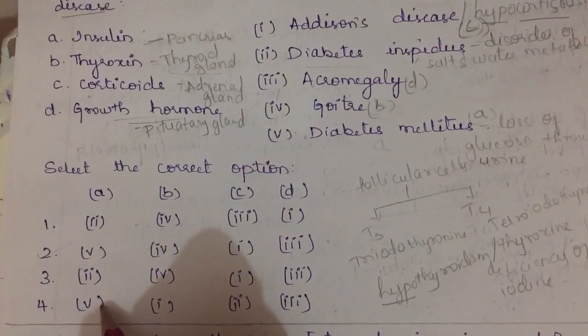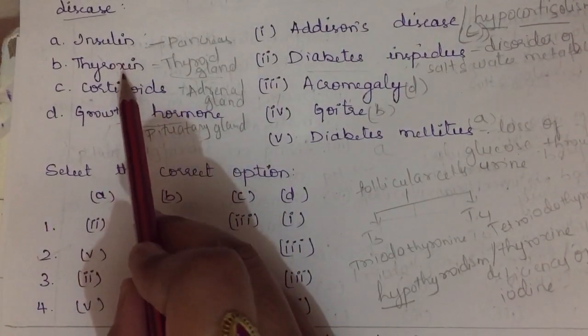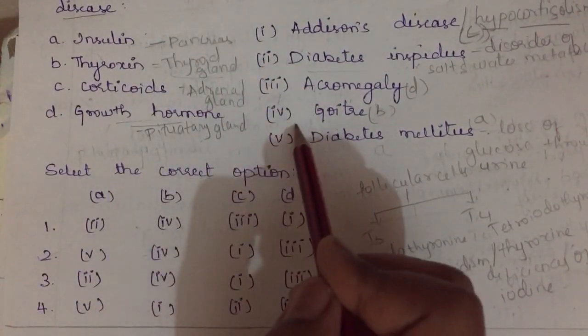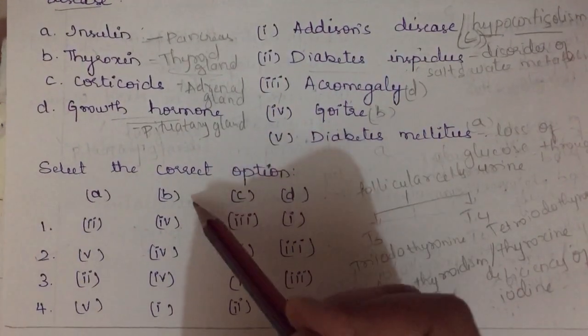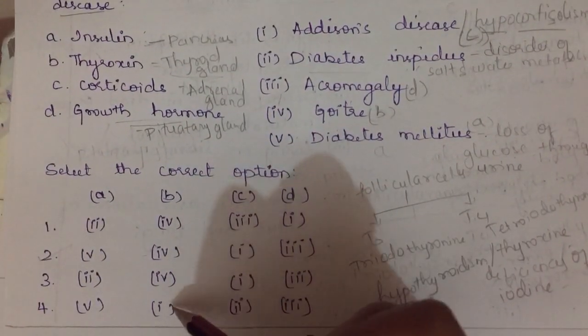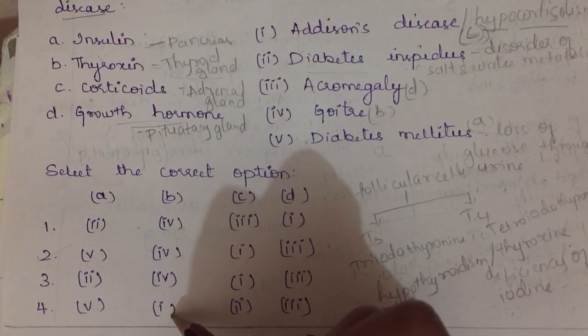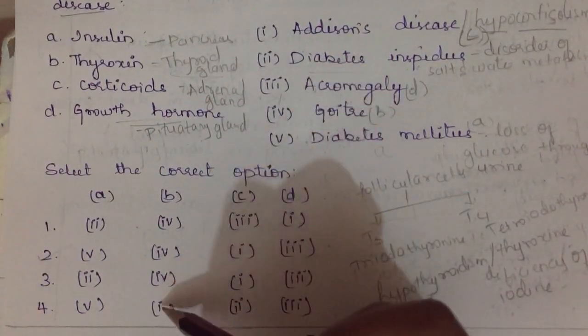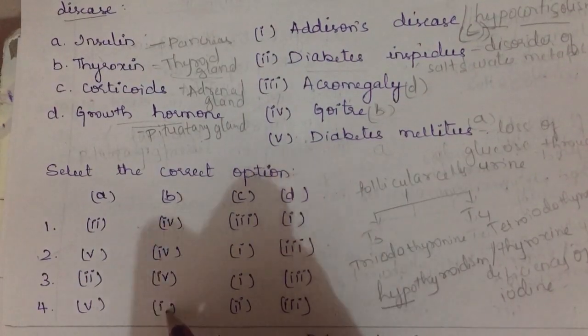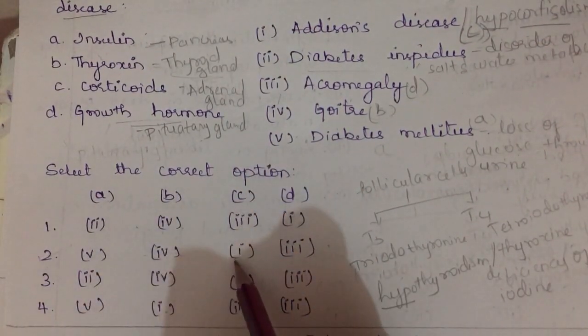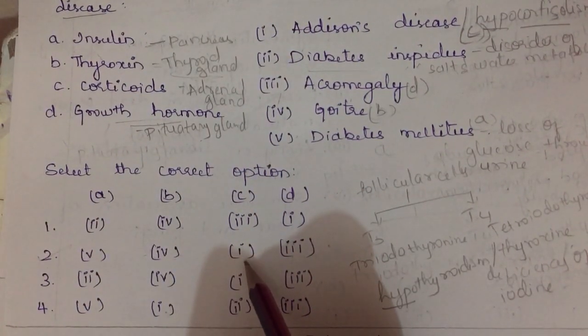Okay, we shall see the rest. Second one is thyroxine B with 4. You can find second is having 4 and fourth is having only 1. So 1 is Addison disease, which is not matching. Now the fourth option is also eliminated. We have one left, but we shall check the rest of the options also.